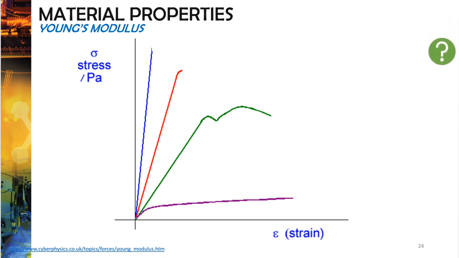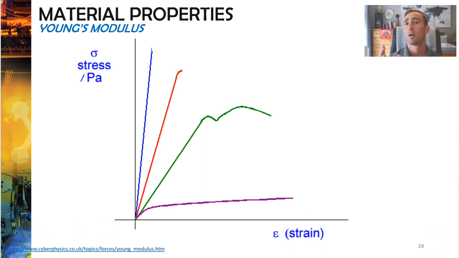Okay, let's go over the answer. In my opinion, a good way to think about this is something that we discussed earlier on in the class, which is extreme case reasoning. Let's look at the two most extreme graphs, the blue one and the purple one. What we know about Young's modulus, as I was saying, is that if it has a very low value of Young's modulus, the material is very stretchy.